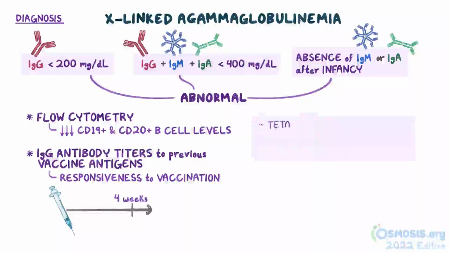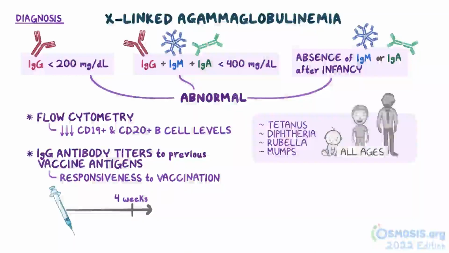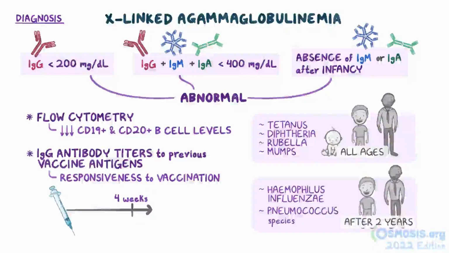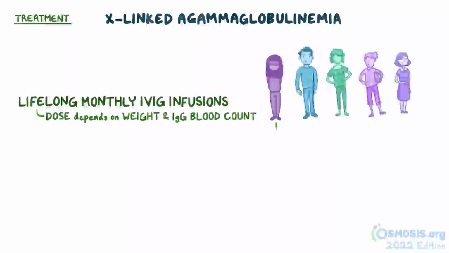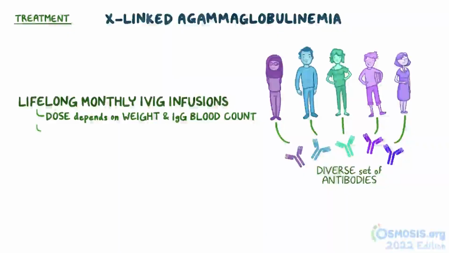Protein antigens such as tetanus, diphtheria, rubella, and mumps can be checked at all ages, while polysaccharide antigens such as Haemophilus influenzae and pneumococcus species can only be checked after 2 years of age. Treatment for X-linked agammaglobulinemia includes lifelong monthly IVIG infusions with a dose depending on the child's weight and IgG blood count. This immunoglobulin is typically pooled across a lot of individuals and therefore provides a diverse set of antibodies which gives people with X-linked agammaglobulinemia passive immunity and helps boost their immune system.